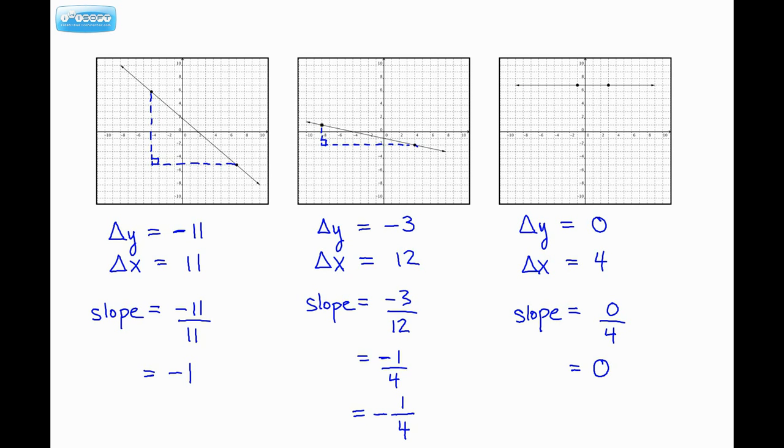Hence it's flat. Just to summarize, if the line from left to right is going down, the slope is going to be negative. If the line is going up from left to right, the slope is positive. And if the line is perfectly horizontal, the slope is 0. So there's a brief introduction to slopes, and you'll work with slopes a lot more in the next chapter.